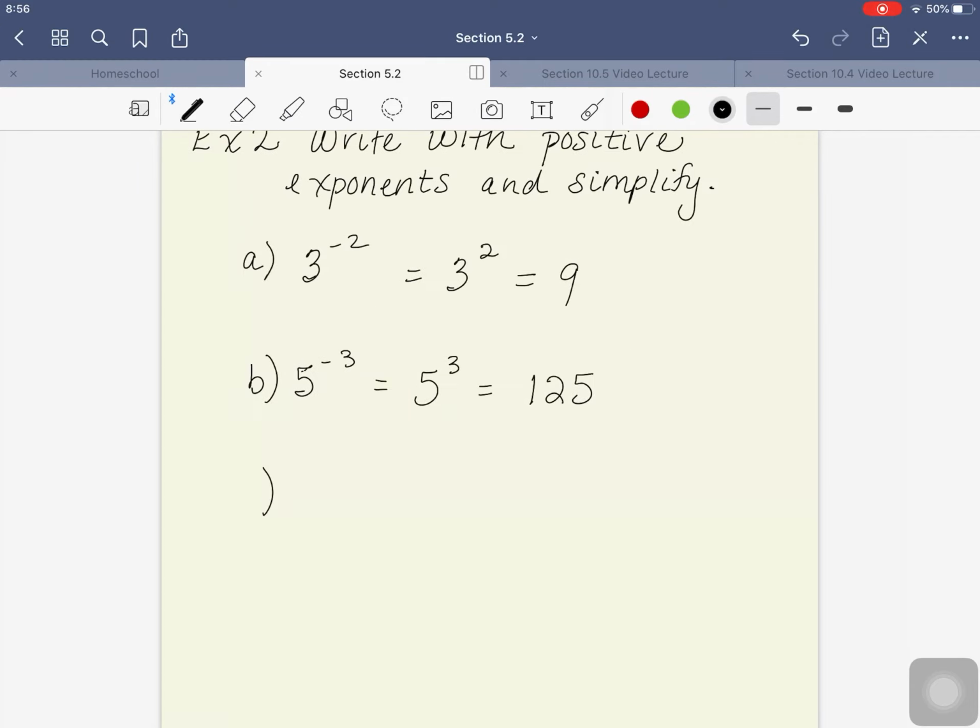All right, 1/2, and that whole fraction is to the negative third power. So I'm going to flip the whole fraction and make it 2 over 1 to the positive third power. And then both the numerator and the denominator are raised to the third power. So that would be 8 over 1, or just 8.